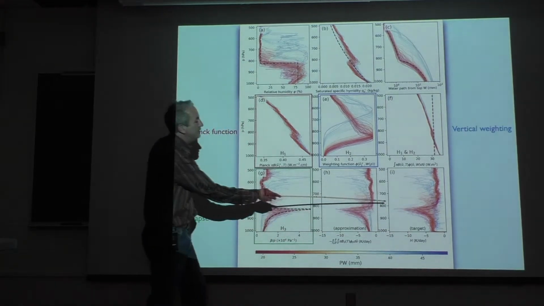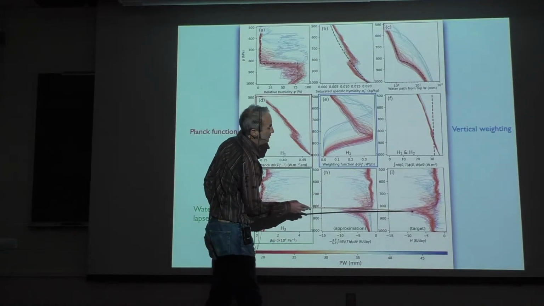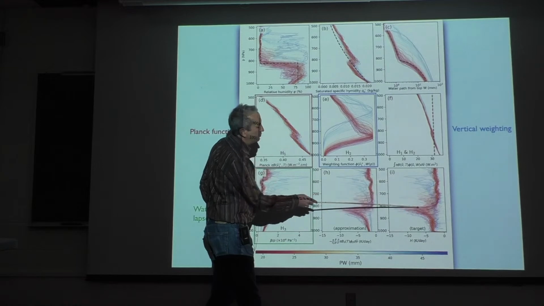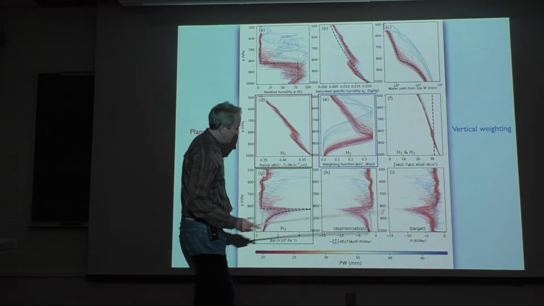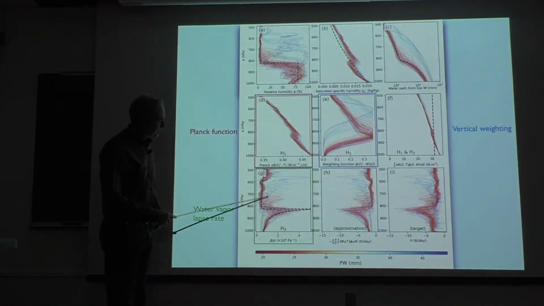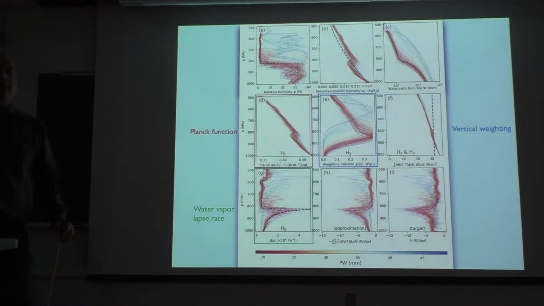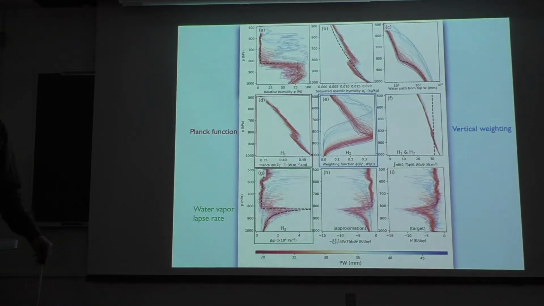It turns out that the thing that tells you most about the peaks is indeed the lapse rate of water vapor path with height. So it really turns out that these jumps in relative humidity are the thing that tells you where the peaks ought to be.